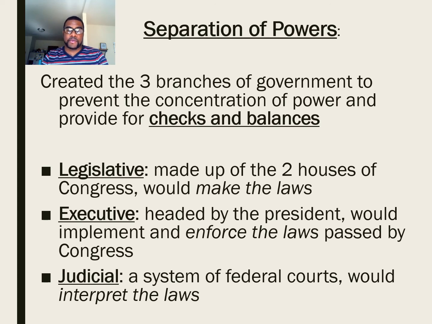First, you had the legislative branch, which was made up of the two houses of Congress and would make the laws. Second was the executive branch, headed by the president, which would implement and enforce laws passed by Congress. And then lastly, we have the judicial branch, a system of federal courts which would interpret the laws.